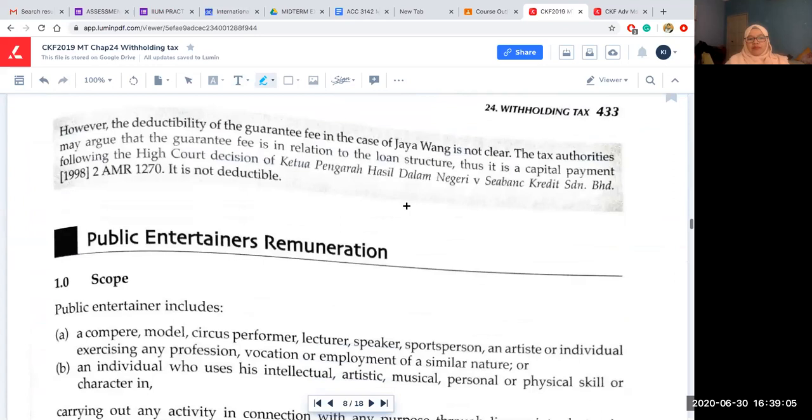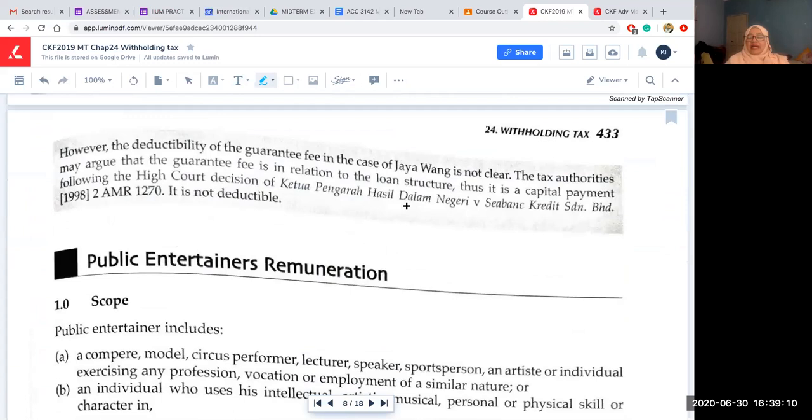Right. Now we go to the next type of income, which is public entertainers. I remember I mentioned that you must remember the definition. Not remember lah, you must understand the definition of the income. Right. So let's look at the public entertainers. Who are public entertainers? All right.